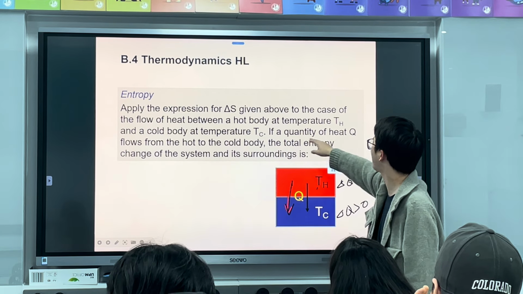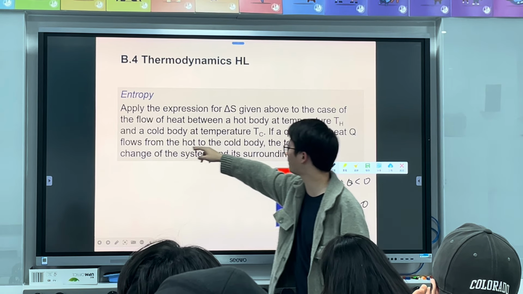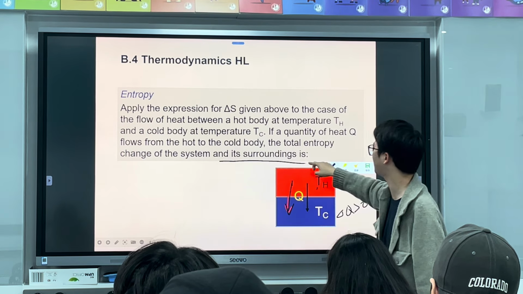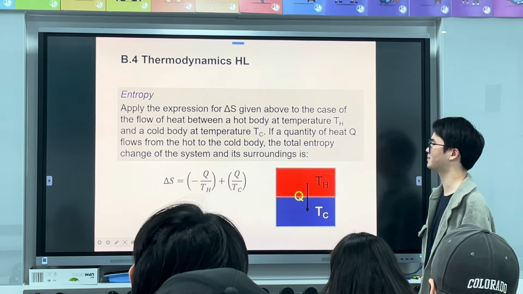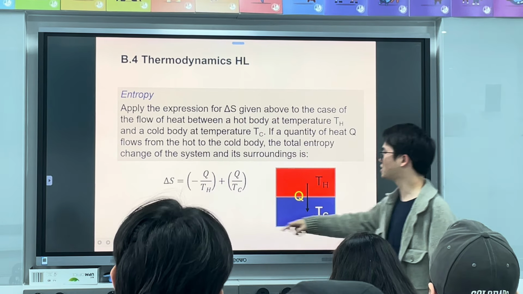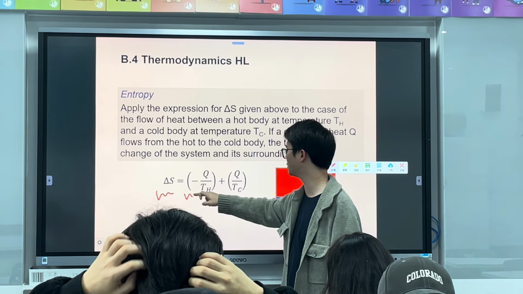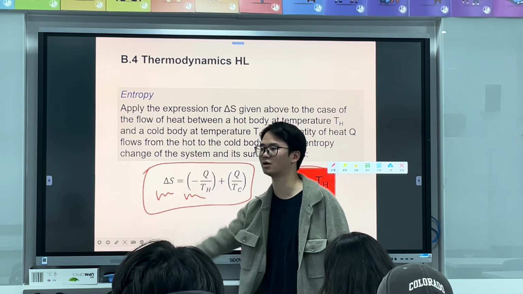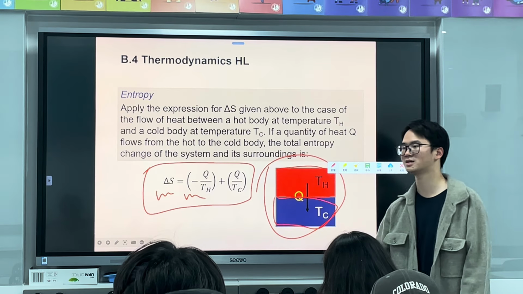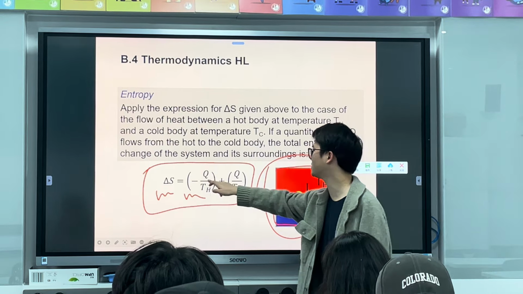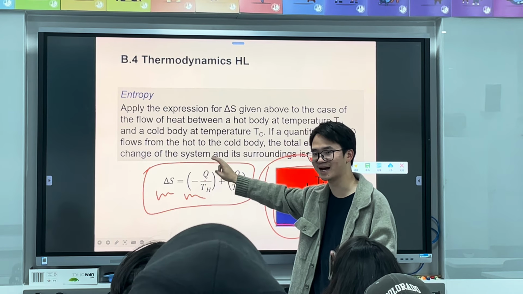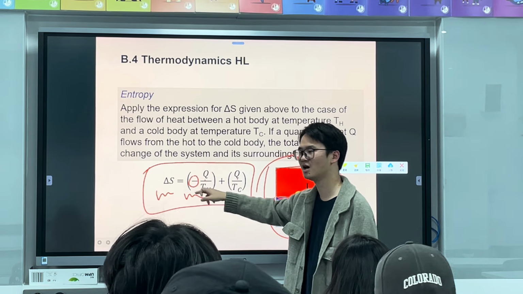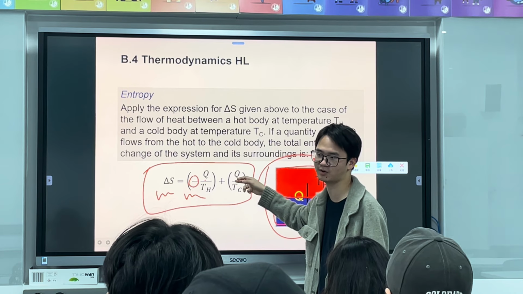Now if a quantity of heat Q flows from hot to cold, the total entropy change of the system and its surroundings is calculated by this. The change in entropy equals each of their changes in entropy added together. That's the total change for this system. Does that make sense? For both of them, the heat has the same magnitude. But for the hot object, it's losing heat, so there is a negative sign. For the cold object, it's getting heat, so there is no negative sign.